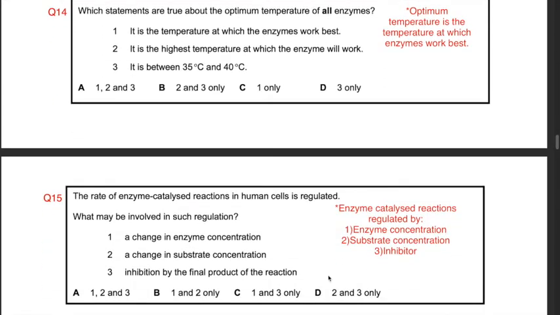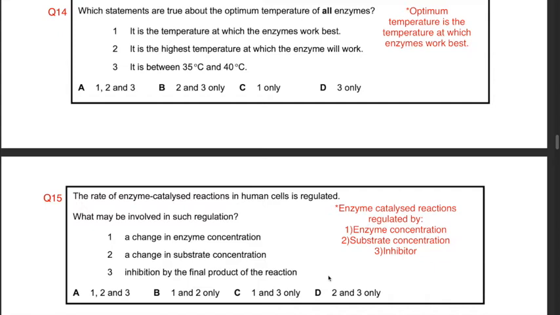Question 14. Which statements are true about the optimum temperature of all enzymes? 1. It is the temperature at which enzymes work best. 2. It is the highest temperature at which the enzyme will work. 3. It is between 35 degrees Celsius and 40 degrees Celsius. Over here, the keyword is all enzymes. And if you recall the definition of optimum temperature, it is the temperature at which the enzymes work best. Therefore, statement 1 should be true.